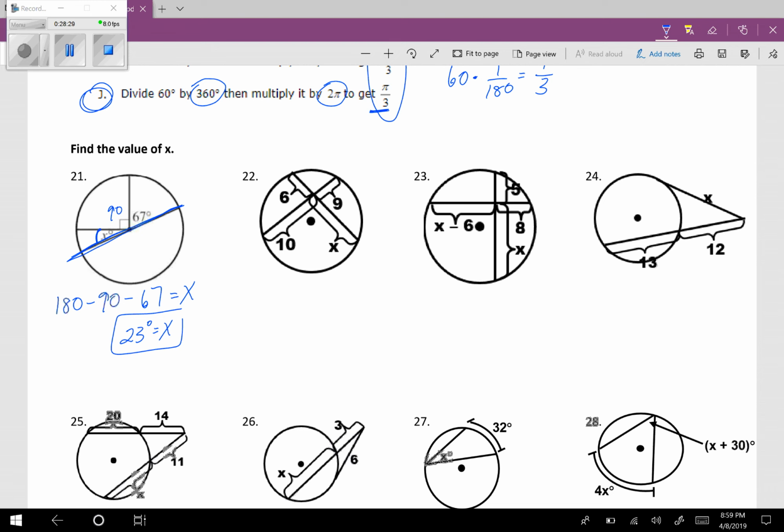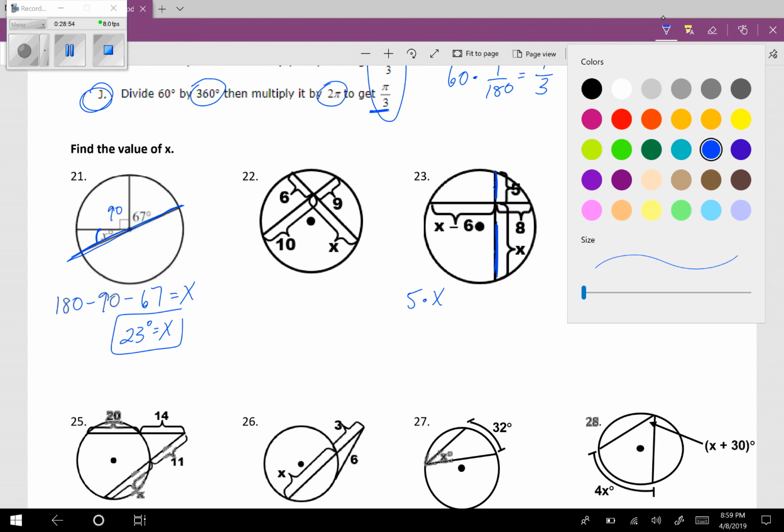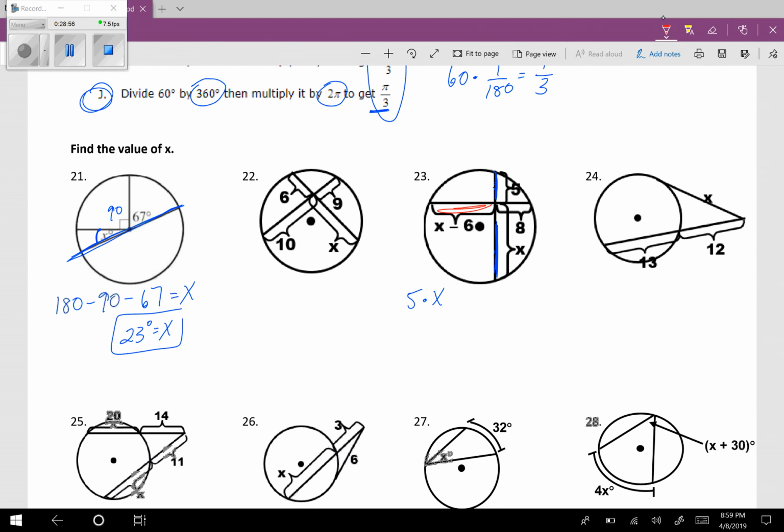All right, 23. This is chord. So remember, we have the parts of one line multiplied together is equal to the parts of the other line multiplied together. So you have 5 and x. So you have 5 times x. So that's this part here and this part here. And then we have the x minus 6 and then 8. So that's got to be equal.